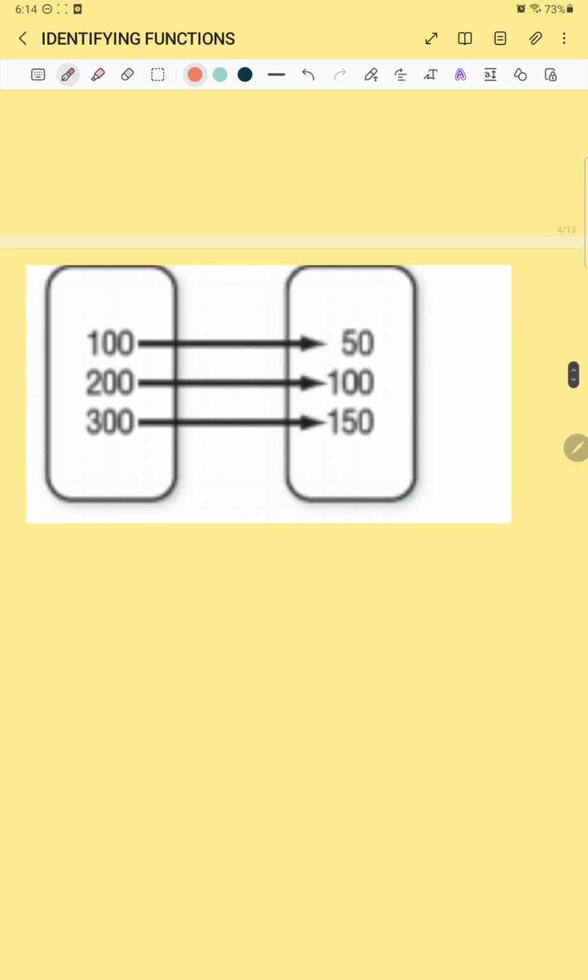Let's practice with more graphs. So a function is something where for each x value we have one and only one y value. So for each input we have only one output. For each input there is one output. So this is a function.